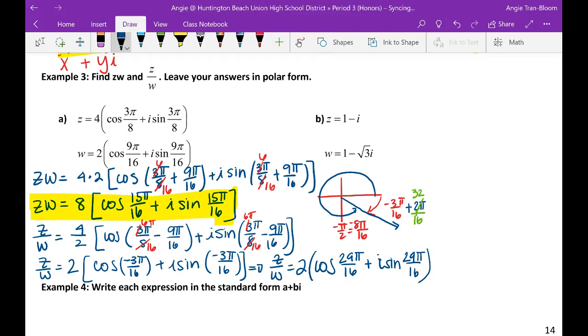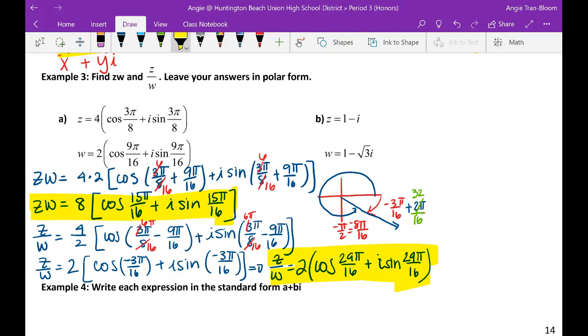So now, with positive angles and positive radius, the division of z divided by w is 2 times cosine 29 pi over 16 plus I times sine 29 pi over 16. So that is for that one.